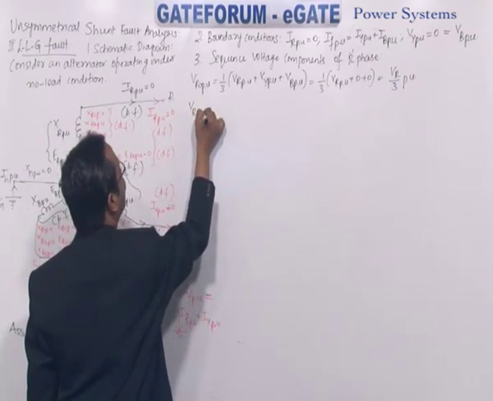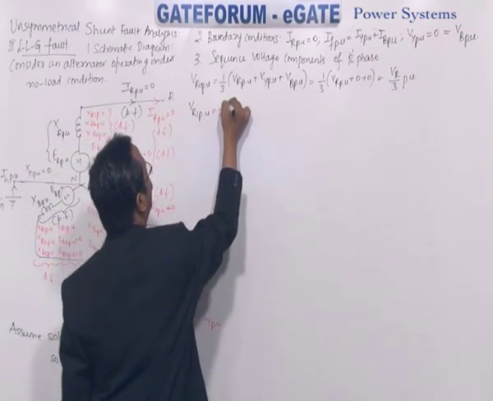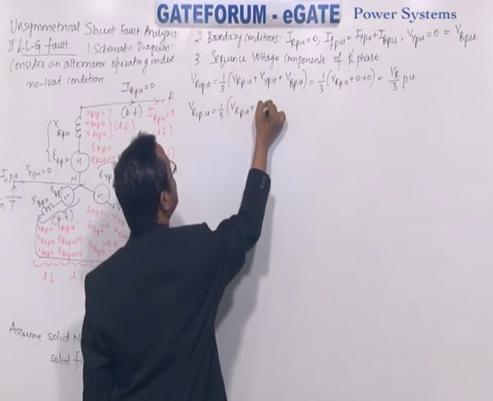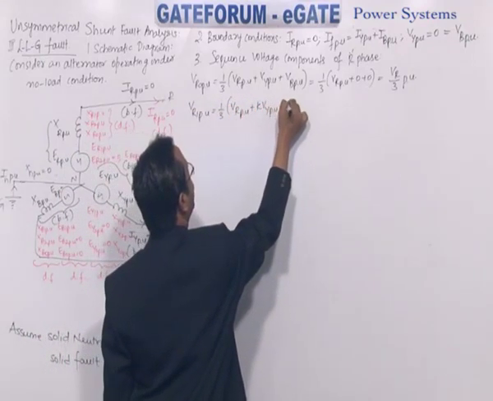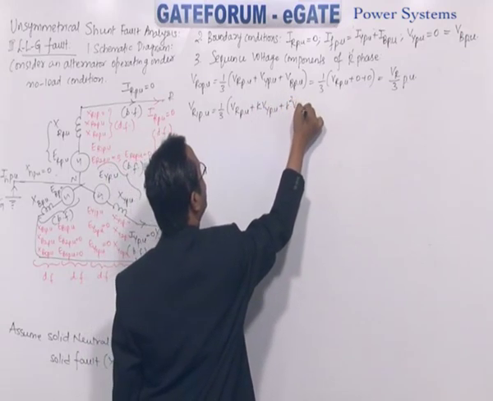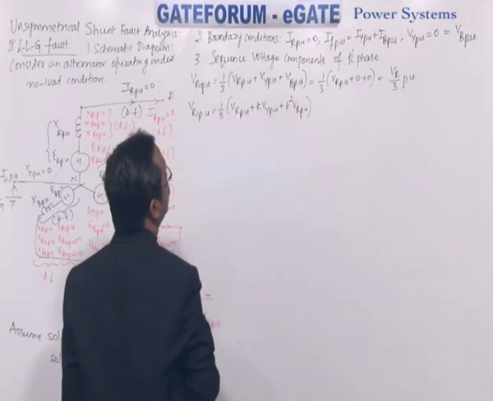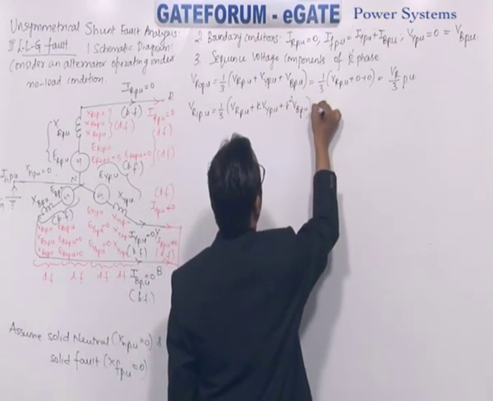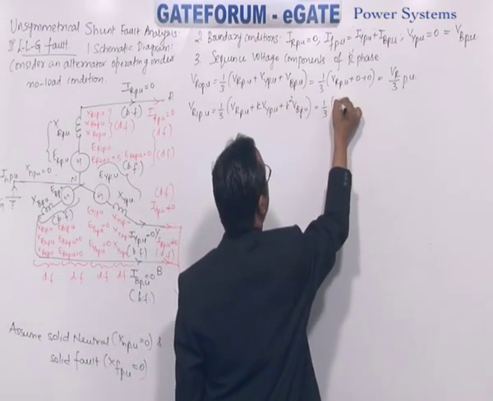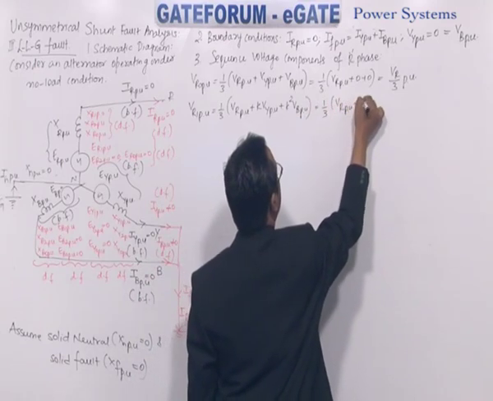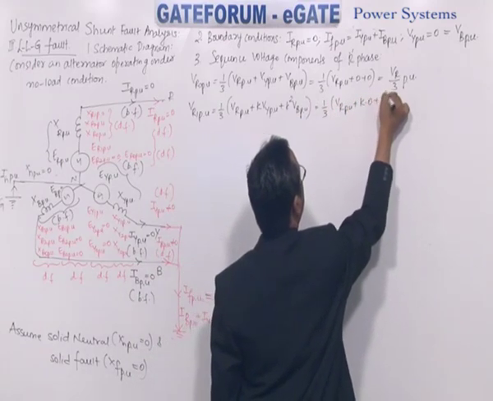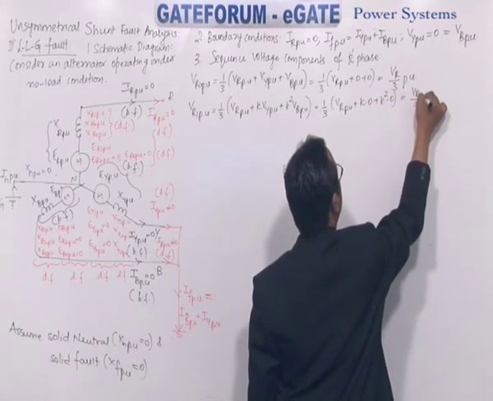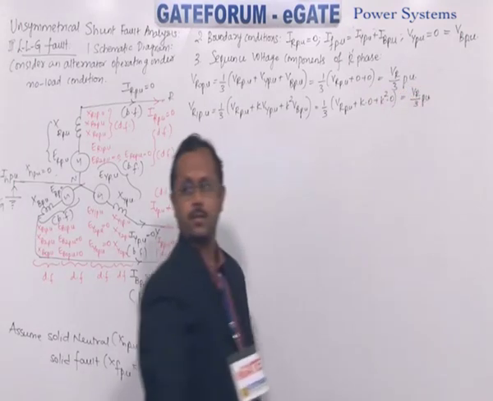What about V1 per unit? 1 by 3 times VR plus K VY plus K square VB. VY, VB both are zeros. So how much do you get? VR by 3.